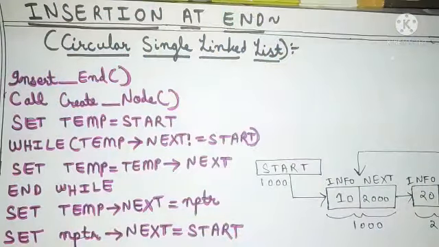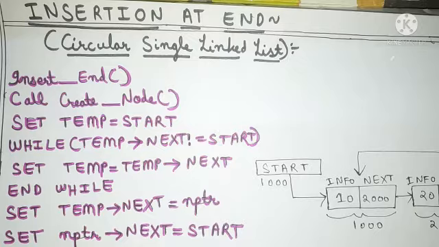So today's video is based on the topic insertion at the end of the circular single linked list. First of all, we will name the function insert end. Then we will call the function create node. Create node of a circular single linked list is totally the same as that of a single linked list, which I already discussed in one of my previous videos. The link is given in the description box. You can go through it.